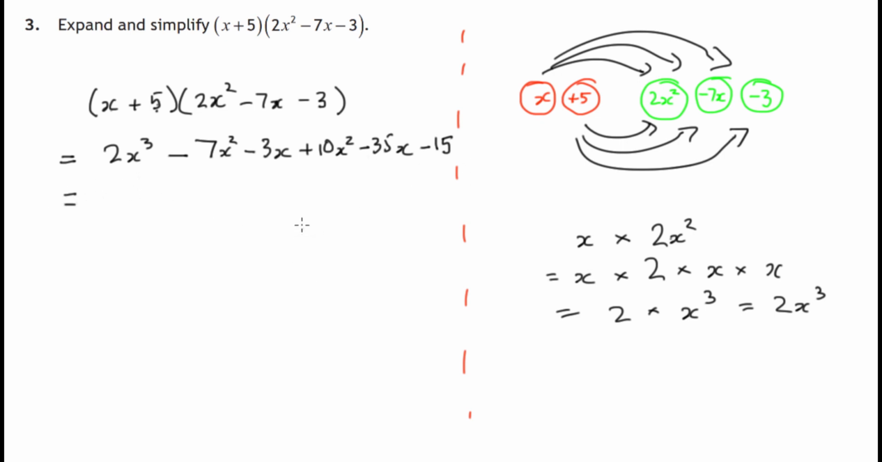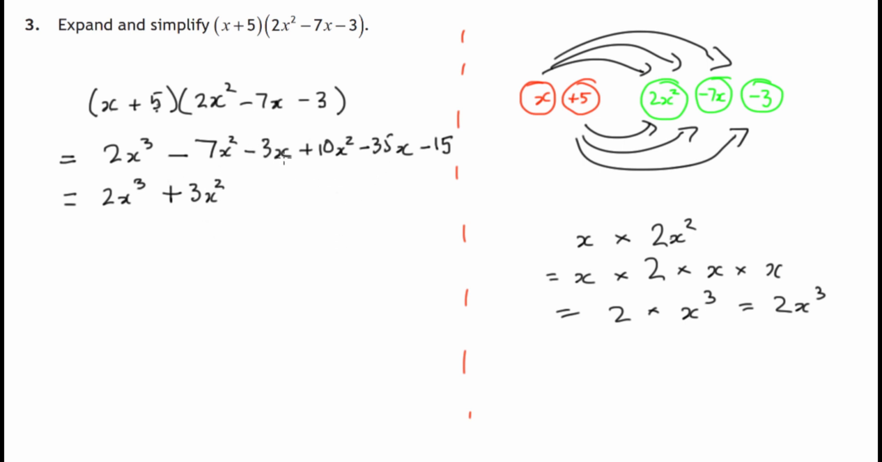Now, these 6 terms, some of them can be combined. We've only got one term that involves x cubed. That's the first one, 2x cubed. But we have two terms, negative 7x squared and 10x squared. Two terms that involve an x squared. Negative 7 plus 10, that's 3. So 3 lots of x squared.